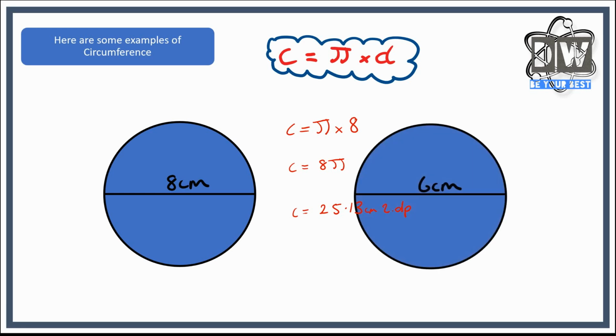Now hopefully, yes, I have done what I feared. I'll just get that out of the way. All right, so I think it was C equals 25.13 centimetres. So what I'd like you to do is give that a go on this side with your one there. Do exactly the same thing as I've just done, but obviously don't use 8. Pause the video, give it a go, and come back and see if you've got it correct.